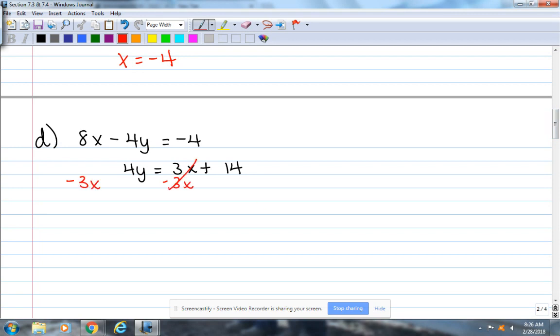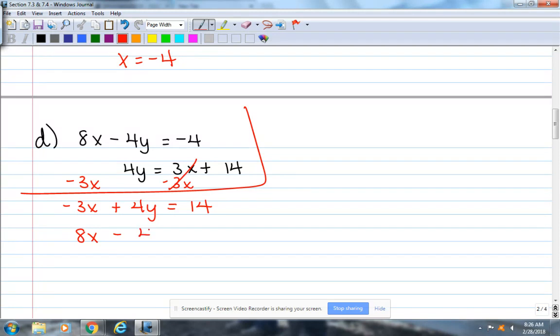So I'm going to recopy both of these. That's going to be negative 3x plus 4y equals 14. So that was my bottom equation after I fixed it, and then I'm just going to bring down the top. It doesn't matter which one you put on top and which one on bottom, as long as you have the same stuff together.